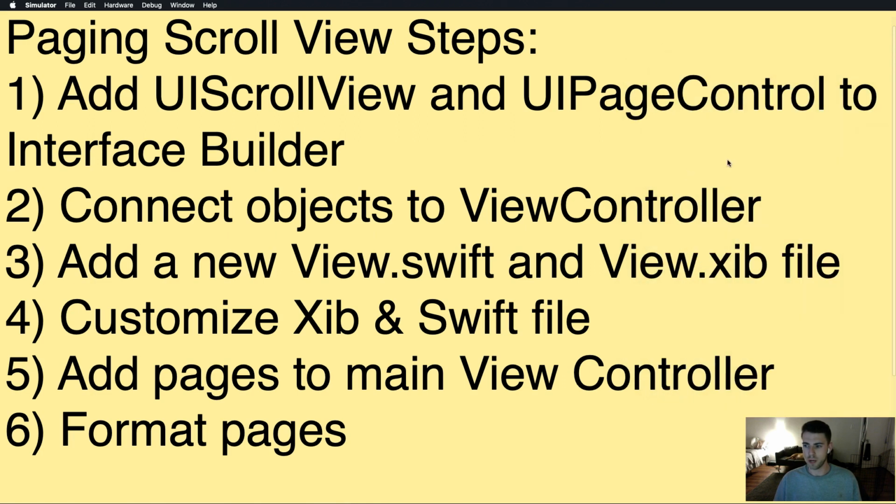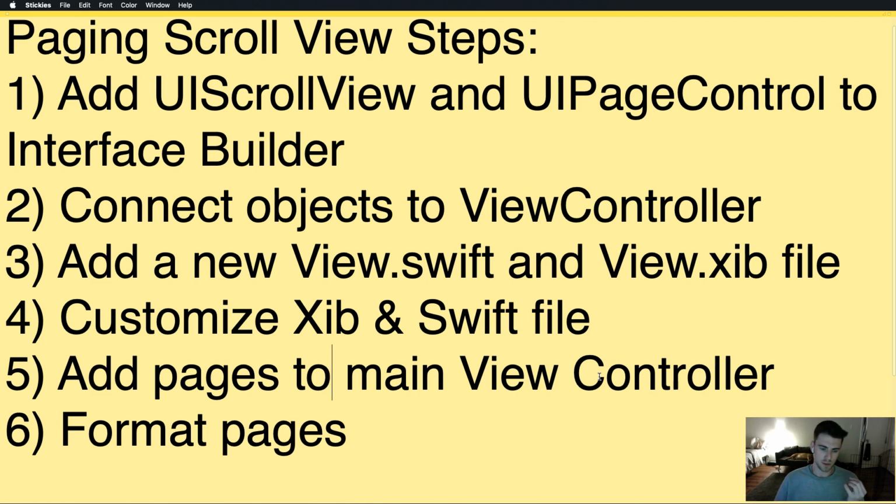We don't want to do it directly in the scroll view because there are so many auto layout issues associated with it. Oh my gosh, it's crazy. So I found it easier to do it this way. So we're going to customize our Xib and Swift file. We're going to add those pages to the main view controller. And in the main view controller is where we're going to set the colors and everything.